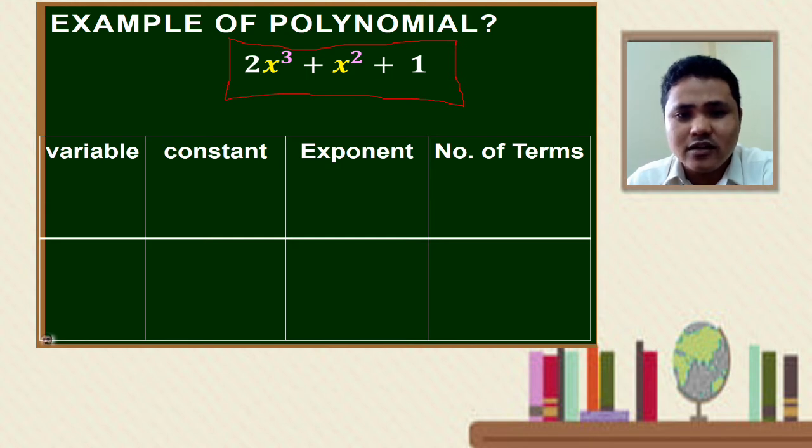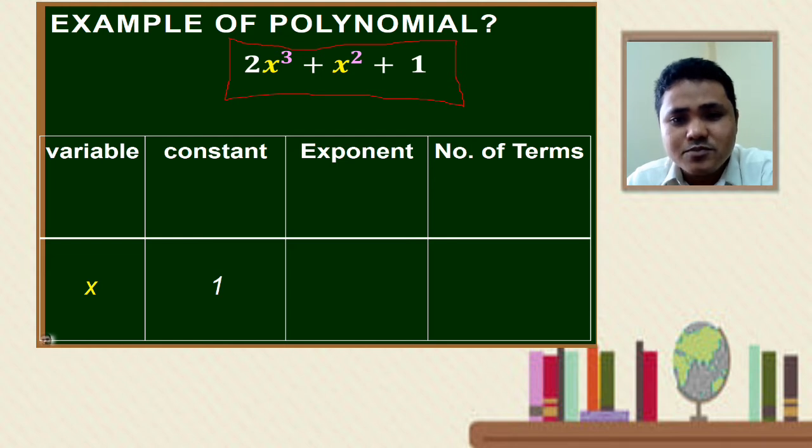Here we observe that there is only one letter present in the expression, and that is variable x. Then go to our constant. Our constant refers to all real numbers, numbers without variable. If you look, that is 1. 1 has no variable. It's a constant.